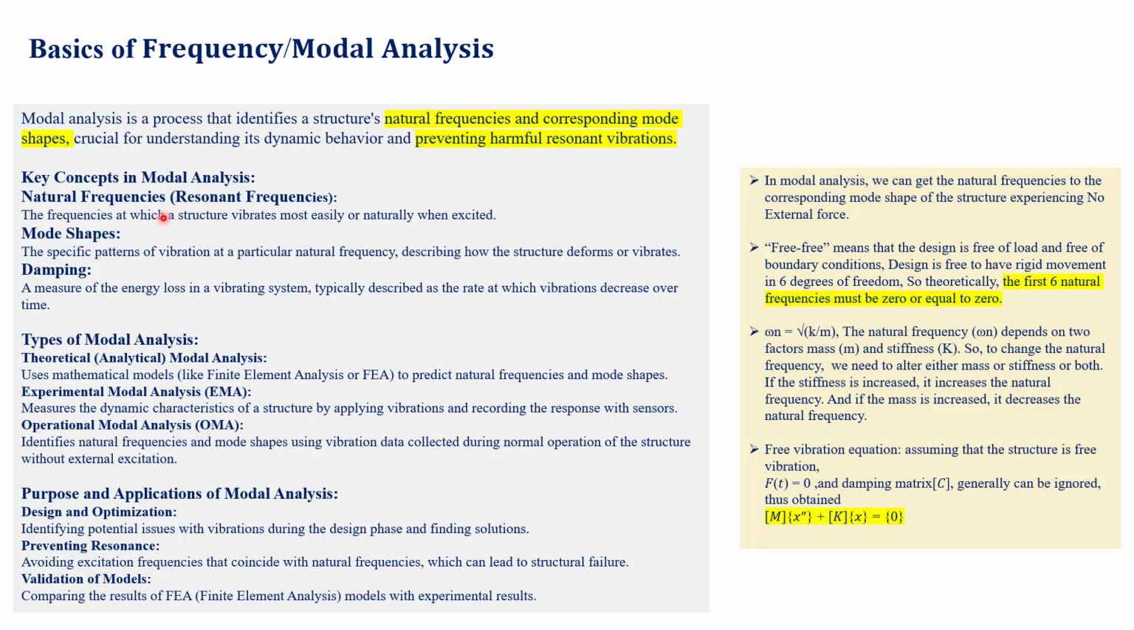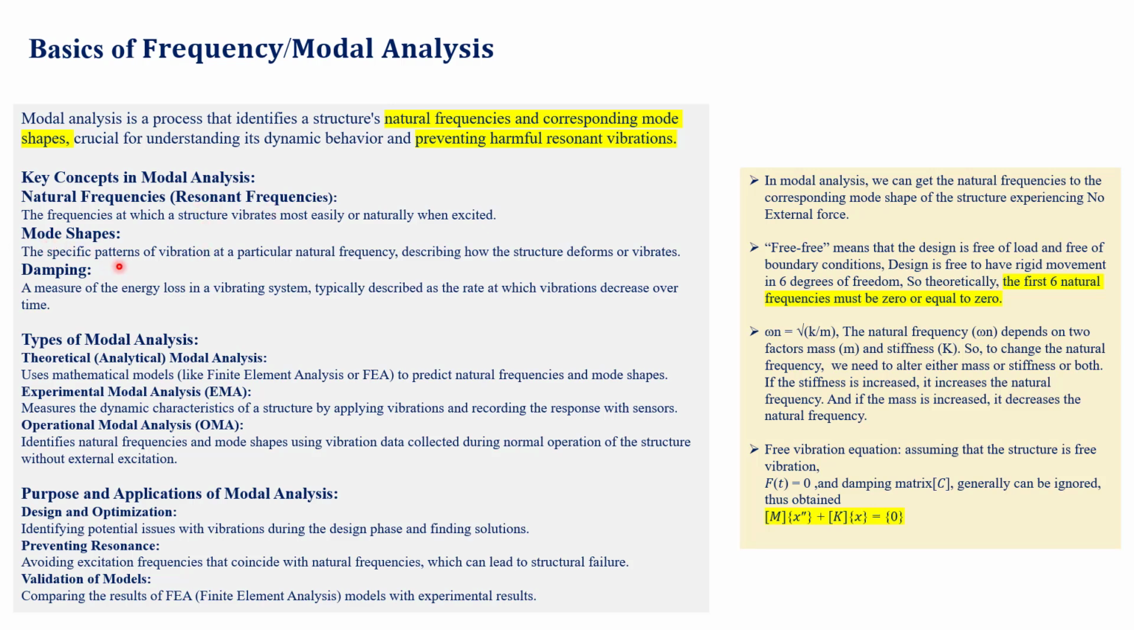Very important thing. You can see the definition here: the frequencies at which a structure vibrates most easily or naturally when excited. So this is the definition of the natural frequency.